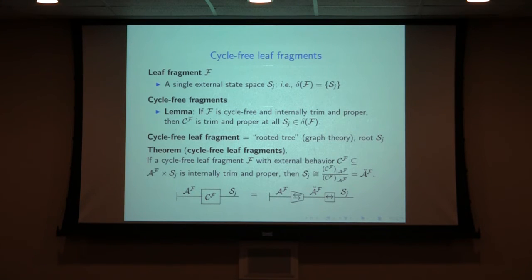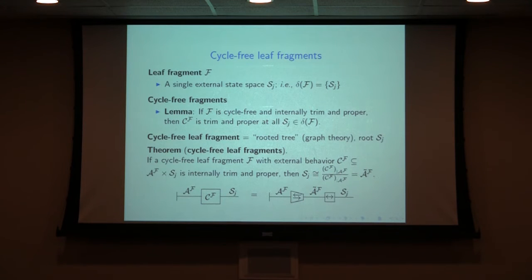Another definition for fragments is cycle-free, and we say a fragment is cycle-free if it has no internal cycles. We say it's internally trim and proper if all of its component constraints are trim and proper at all their variables. Then it turns out that for a cycle-free fragment, it's trim and proper at all its external variables on its boundary. Let's consider the combination of these two, a cycle-free leaf fragment, which in graph theory is called a rooted tree, with the root being at this single state space or internal variable S_j.